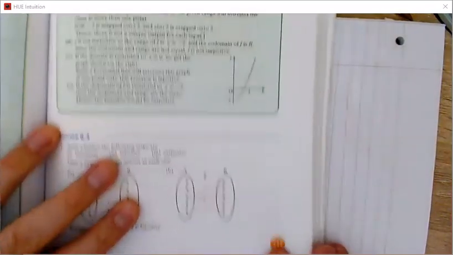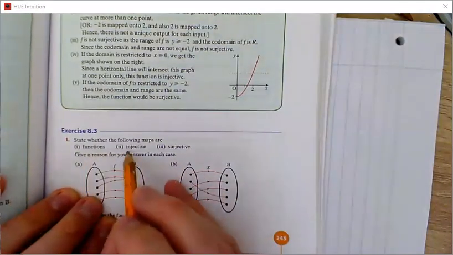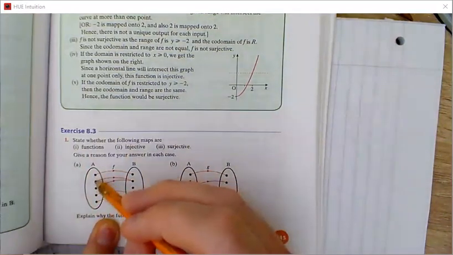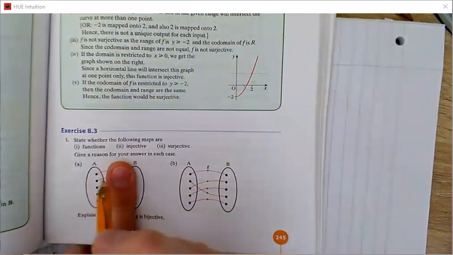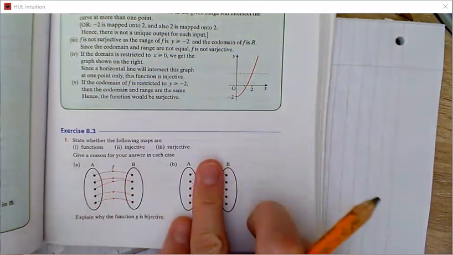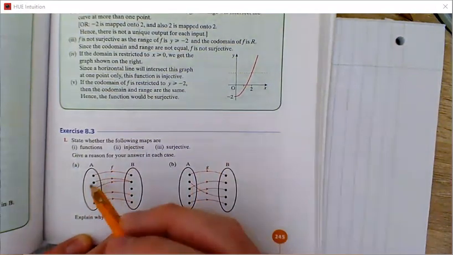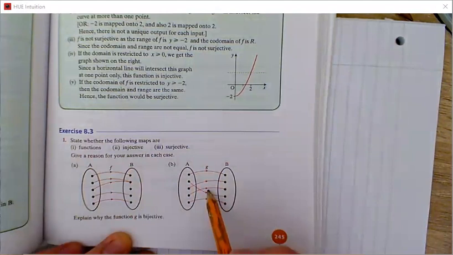Okay, so let's have a look at question 1 here on page 245. Question 1 says, state whether the following maps are functions, if they're injective or surjective. So remember, a function, every input should only correspond to one output. So each of these inputs only has one line coming out of it. Okay, so we can say, yeah, that's a function. Same thing here. We haven't got any one input that corresponds to two outputs. We do, however, have these two outputs that correspond to an input. We'll talk about that in a second. But yes, both of them are functions.